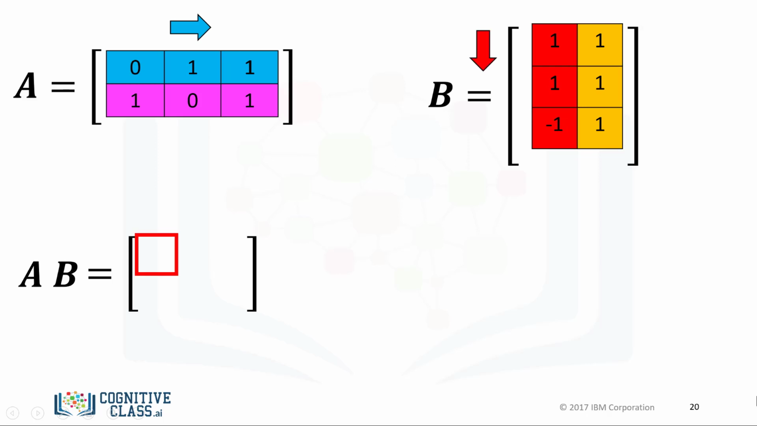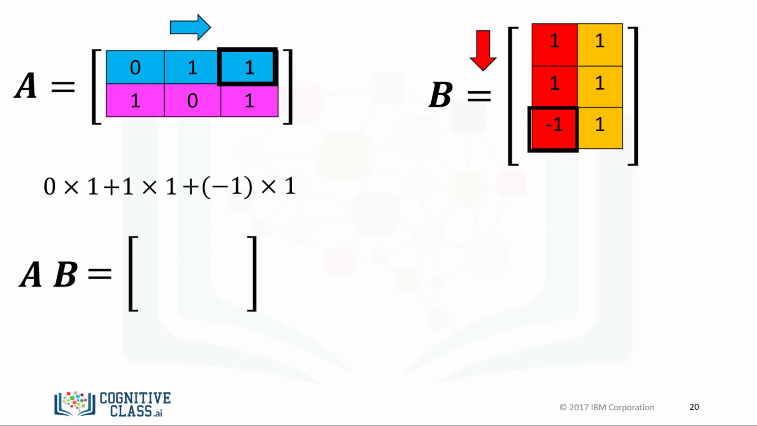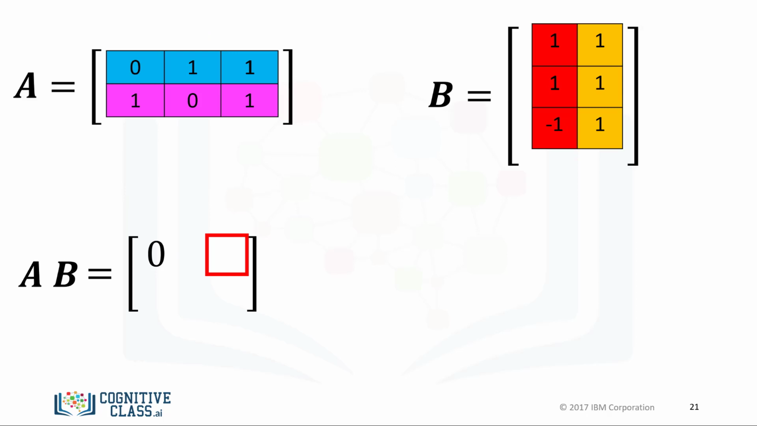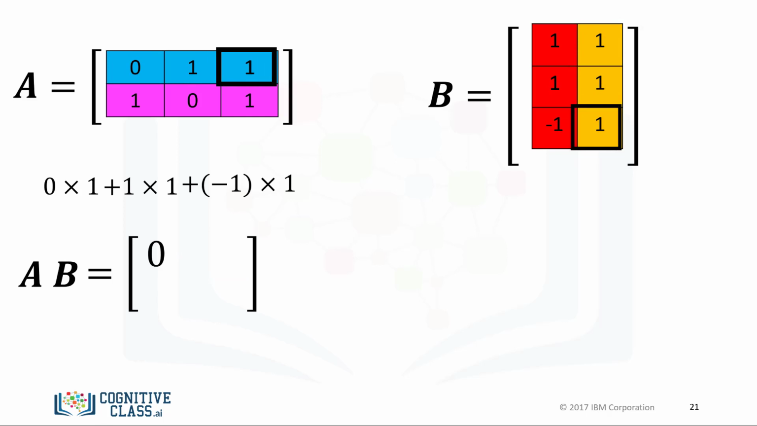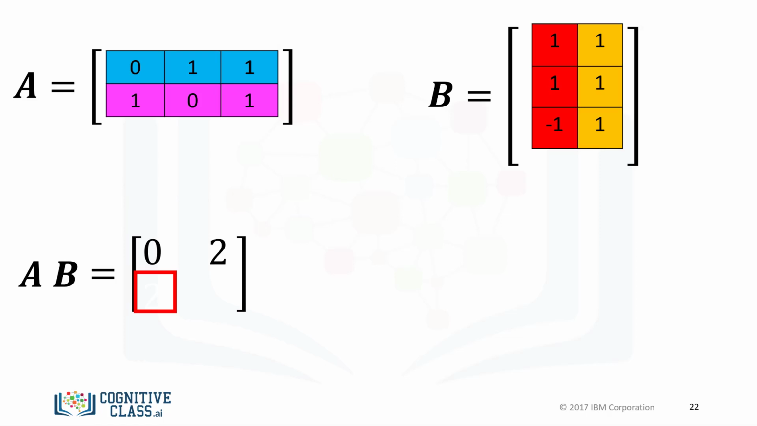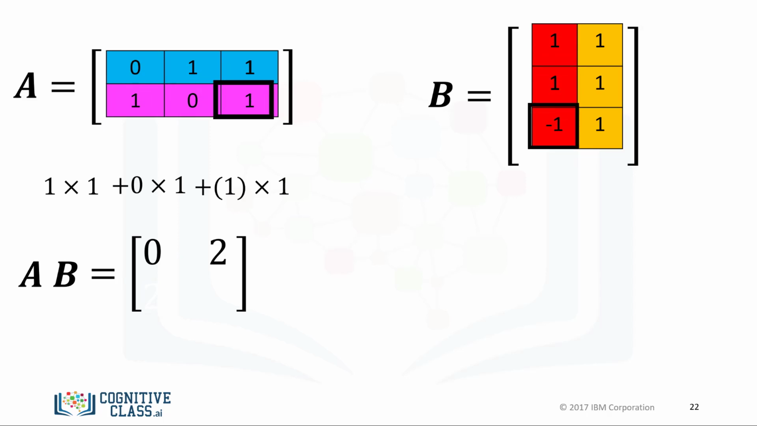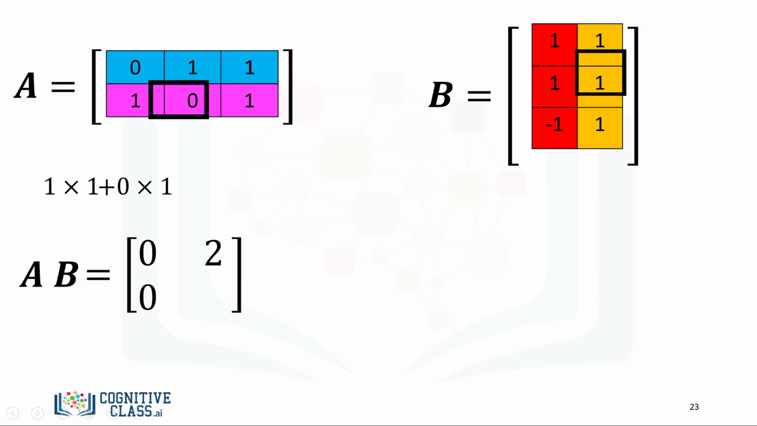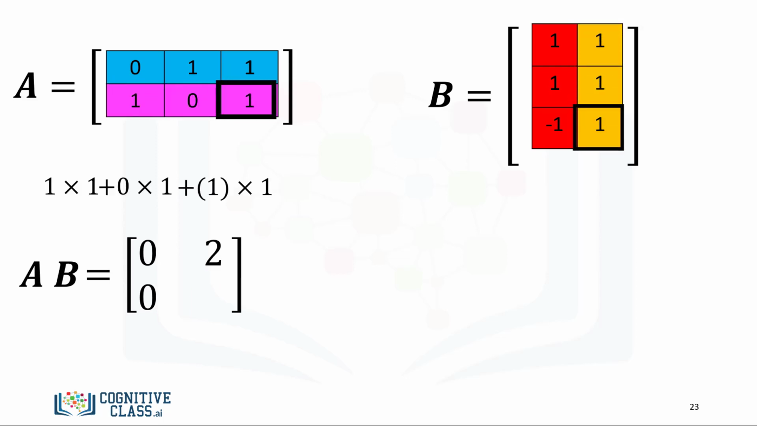For the first row, first column, we take the dot product of the first row of A with the first column of B as follows. The result is 0. For the first row and the second column of the new matrix, we take the dot product of the first row of the matrix A, but this time we use the second column of matrix B. The result is 2. For the second row and the first column of the new matrix, we take the dot product of the second row of the matrix A with the first column of matrix B. The result is 0. Finally, for the second row and the second column of the new matrix, we take the dot product of the second row of the matrix A with the second column of matrix B.